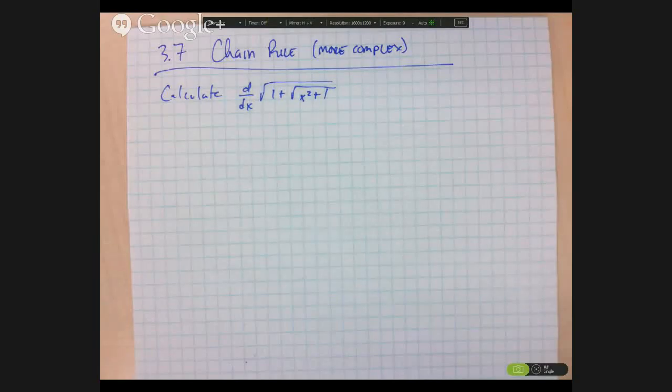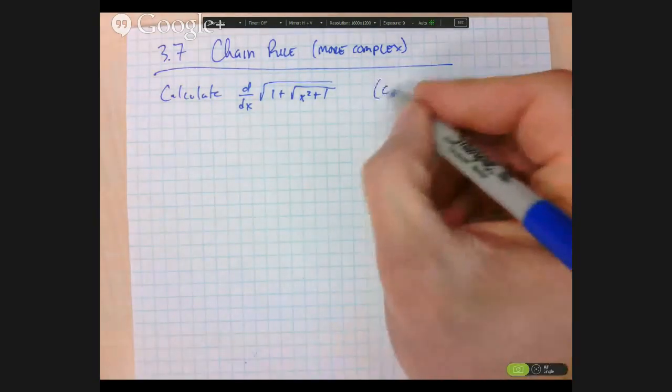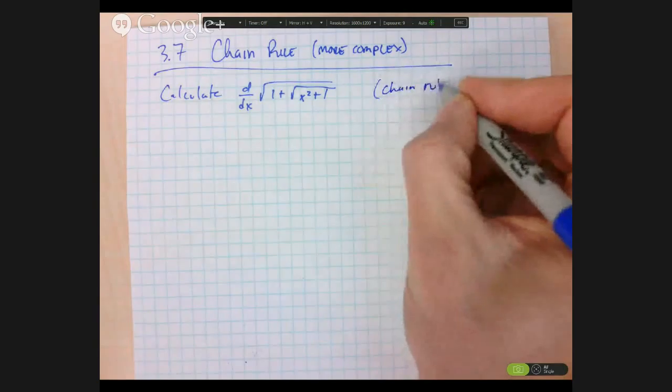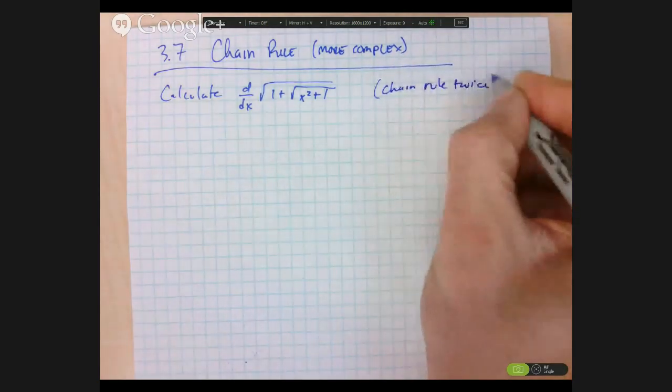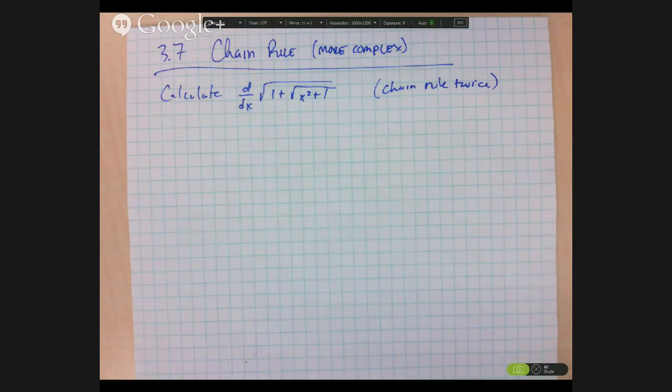Okay, more complex chain rule problems. If you look at what I have written here, just like a chain that you would have in the real world, you can add links to these problems so we can make them longer. You're just reiterating the chain rule. Okay, you work outside in, just like I told you yesterday.